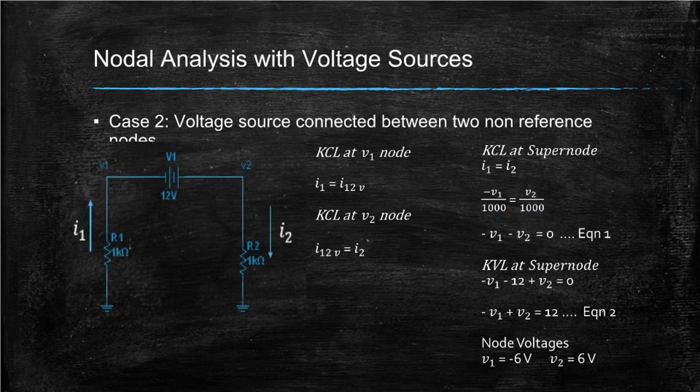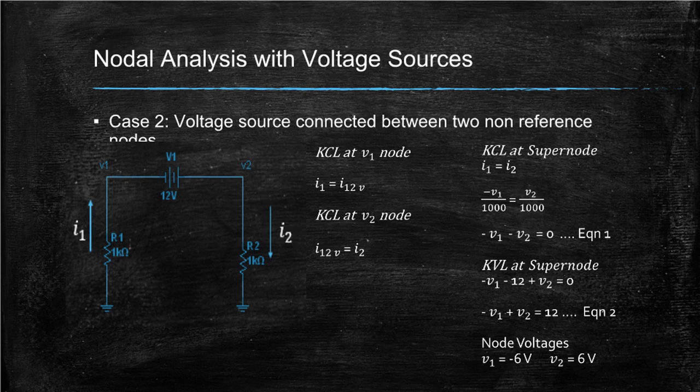Case 2. There is a voltage source connected between two non-reference nodes. The source will turn into a node, specifically a supernode. All the currents entering and leaving the non-reference nodes will now enter and leave the supernode. Take multiple KCL equations and form one for the supernode.